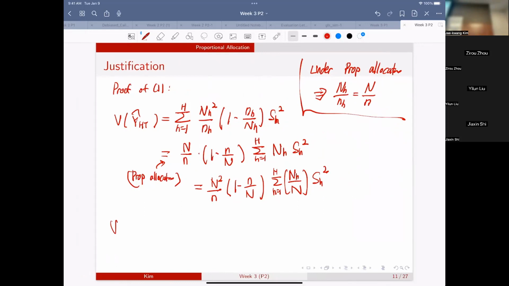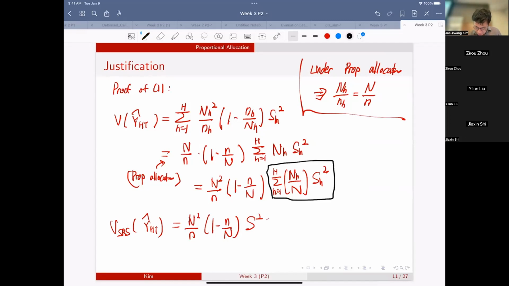So on the simple sampling, remember, on the simple sampling we have a very similar formula. The only difference is that we have an S square. So you can compare this one with this one. The other factors are all the same, right? The only difference is this. And now, what should we do then?